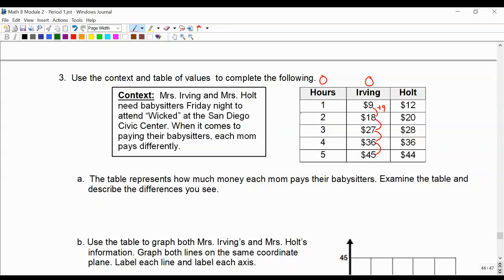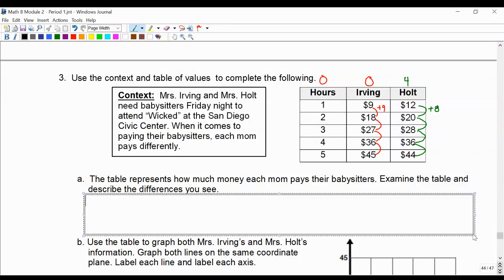And by the way, the run is just +1. Every time this one is going up by +8. So that means that if I go back in time, Holt actually starts with $4. All right, so let's fill in now some of these questions.